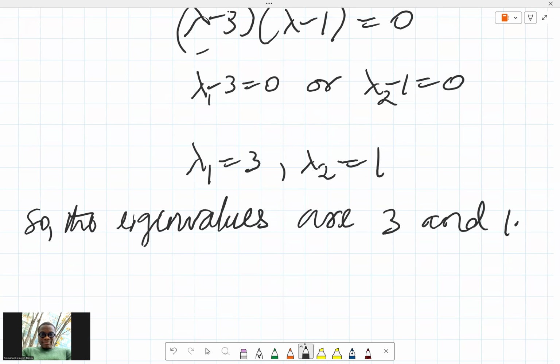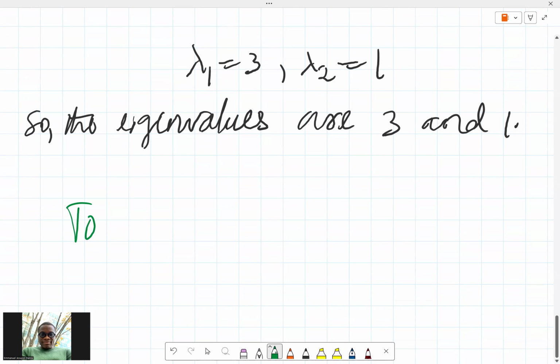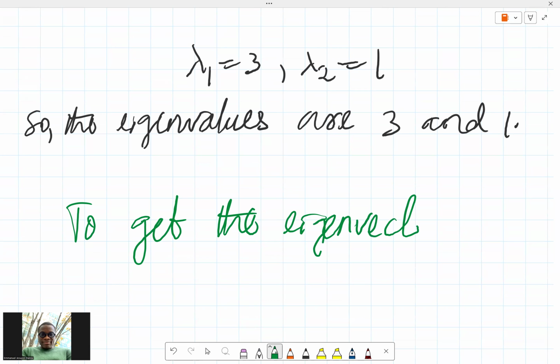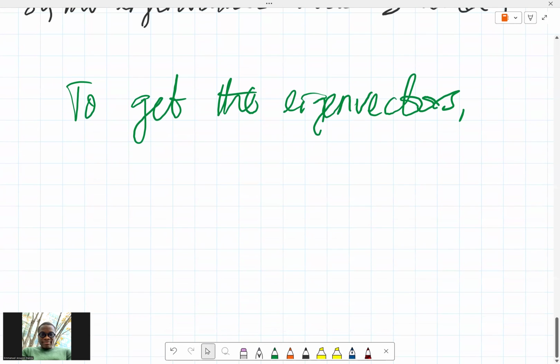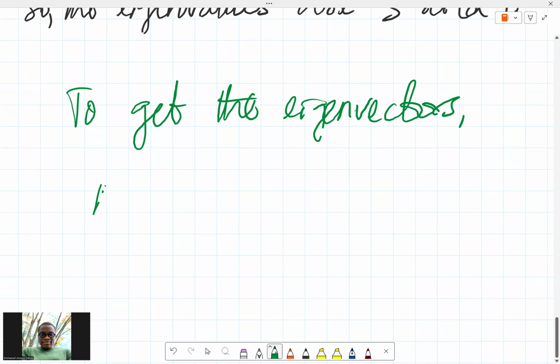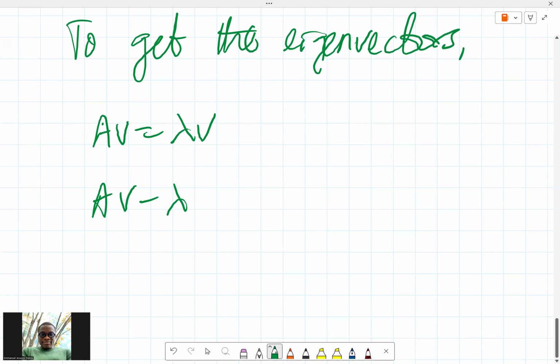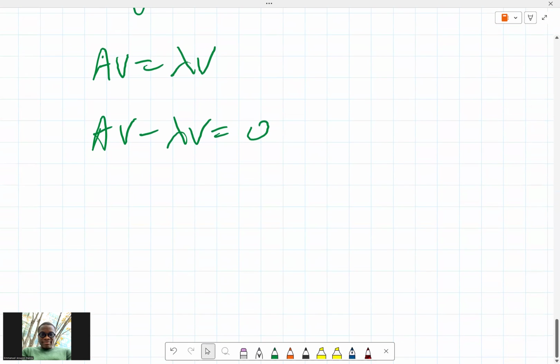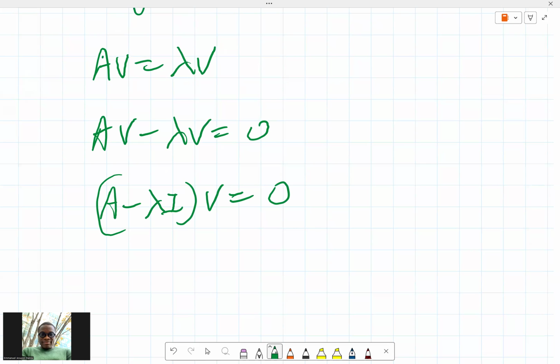So we also need the eigenvectors, right? And this is how we proceed for that. To get the eigenvectors, remember where we started from. We had Av equal to lambda v. That means Av minus lambda v equals 0. If you factorize v, which is the eigenvector, we have A minus lambda I into v equals 0. So that's basically what we have. So this v now is what we are looking for as eigenvector.